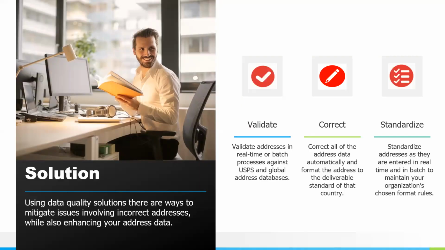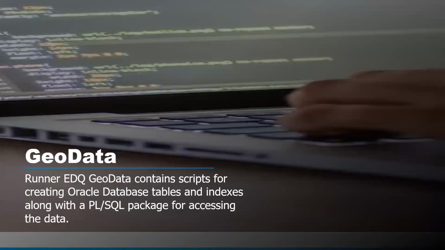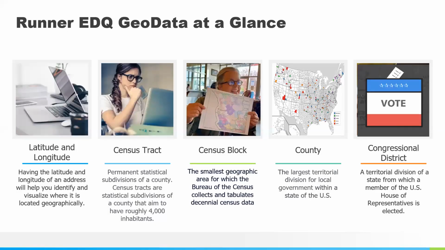So obviously with that, it goes right into GeoData itself. The Runner EDQ GeoData contains scripts for creating Oracle database tables and indexes, along with a PL/SQL package for accessing the data. So we do have the ability to take your existing functionality with Clean Address and definitely enhance it with other data sets that are included with GeoData. GeoData, at a glance, is going to include these types of fields. So we're going to have a latitude and longitude component. Having that latitude and longitude of an address will help you identify and visualize where it is located geographically.